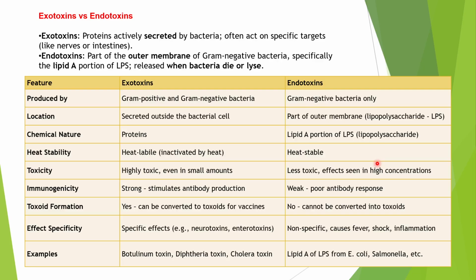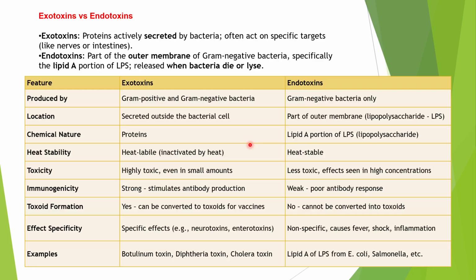So coming up to the exotoxin versus the endotoxin. So what is first an exotoxin? What is first an endotoxin? So exotoxins are proteins actively secreted by bacteria, often act on specific targets like nerves or intestines. And endotoxins, however, are part of the membrane and are not secreted by the bacteria, and they are present only in the gram-negative bacteria, specifically the lipid A portion of the LPS layer, and it is only released when the bacteria dies or the bacteria is lysed. So this is the major definition of exotoxin and an endotoxin.